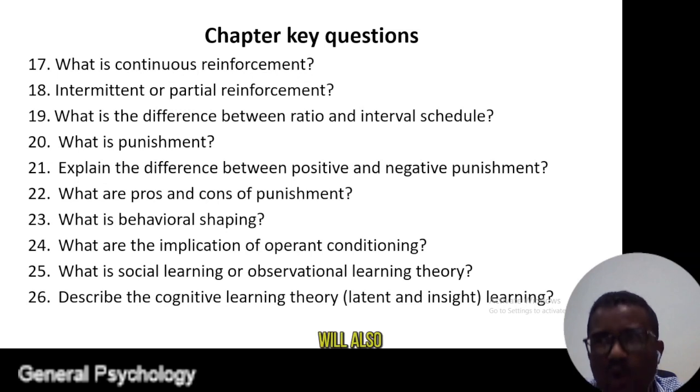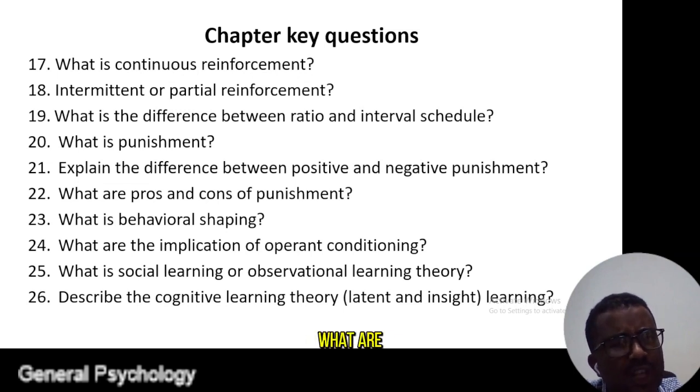Then you will also compare either positive or negative punishment with positive and negative reinforcement. That is one of the funny parts of this chapter.